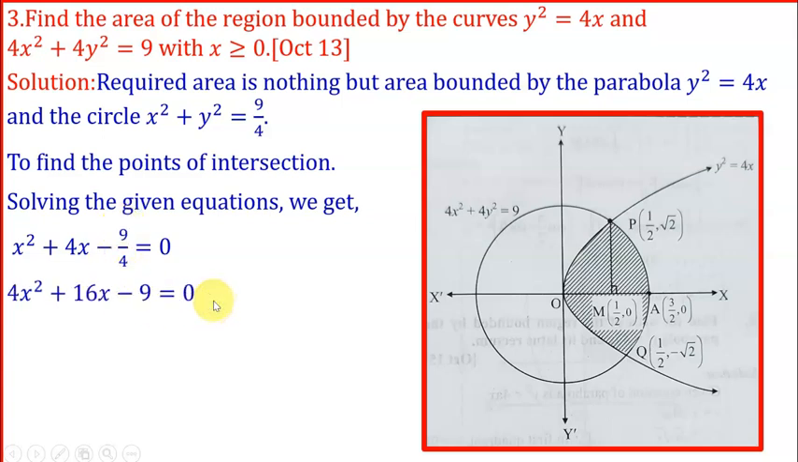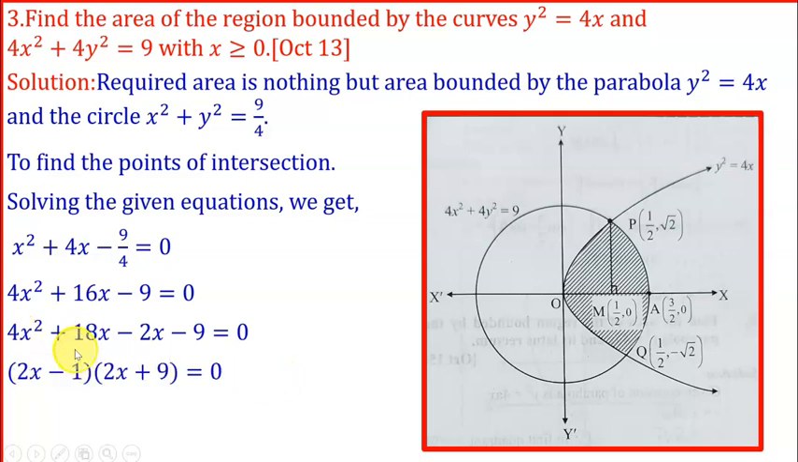It means that here we will substitute the values of y square. What is the y square? Y square is equals to 4x. If we substitute here y square is equals to 4x and take this 9 by 4 to the left hand side, it will become minus. Multiply on both sides by 4, then you will get here 4x square plus 16x minus 9 is equals to 0. If we factorize this quadratic equation, you can factorize this 4x square plus 18x minus 2x minus 9 is equals to 0. In first bracket 2x minus 1 and in second bracket 2x plus 9 is equals to 0.